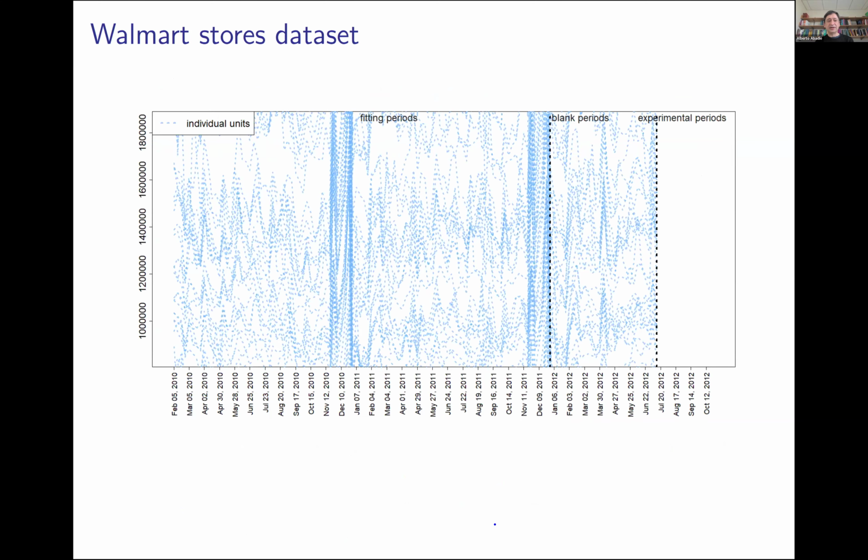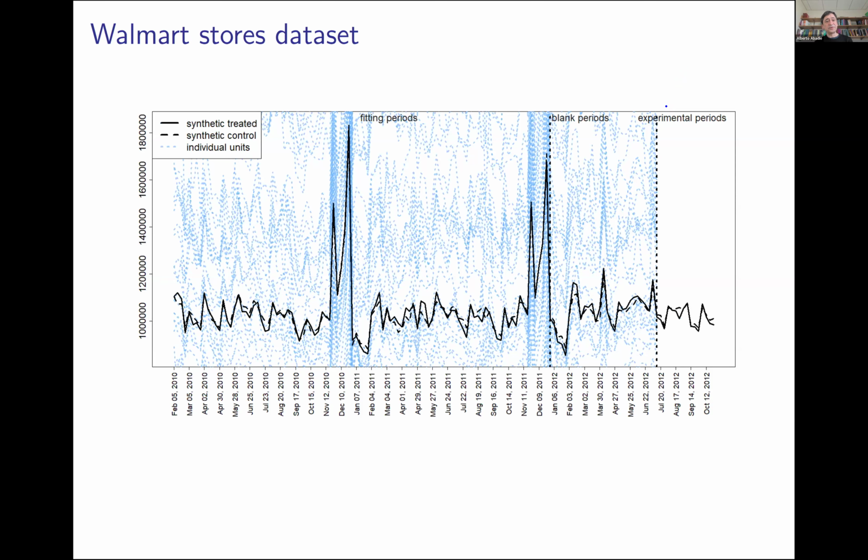And what you see here is sales in all these 45 stores through time during the fitting periods and the blank periods. Remember, our analysis is sitting here and thinking about which units are going to contribute to the experimental treated and which units are going to contribute to the experimental control. And if you run our estimators on this data set, this is what you obtain.